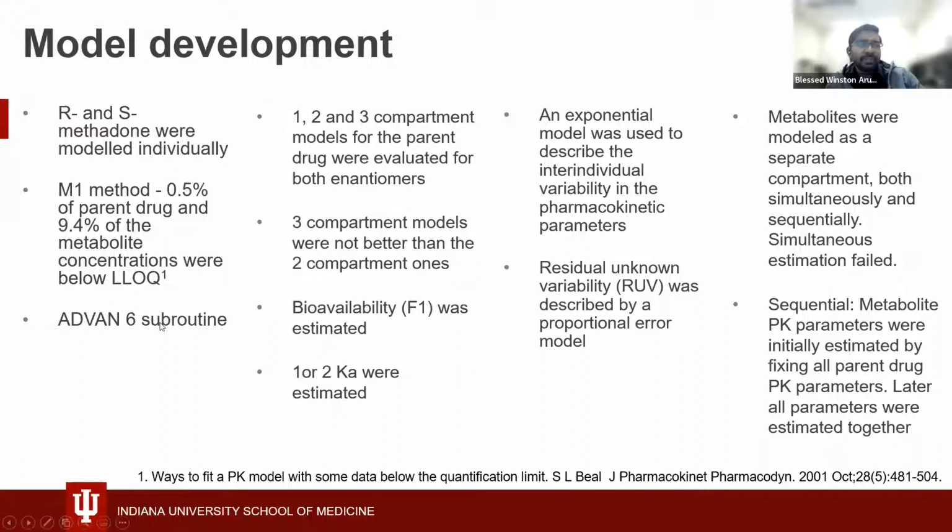And now ADVAN6 subroutine, which is a general nonlinear model. And we tried 1, 2, and 3 compartment models. We found that the 2 compartment models were as good as the 3 compartment models. And we estimated bioavailability. As I said, we had the oral dose as well as the IV dose in the same patient, so we could estimate the true bioavailability. And we estimated 1 or 2 Ks.